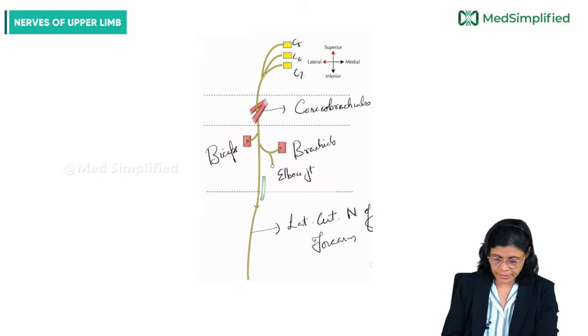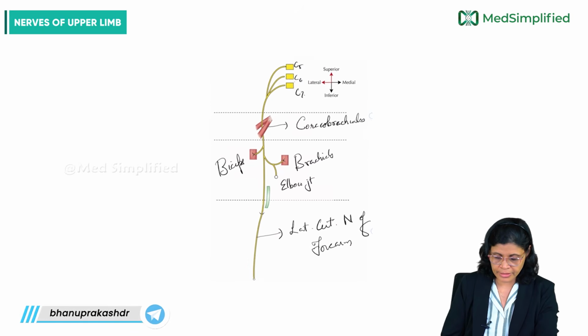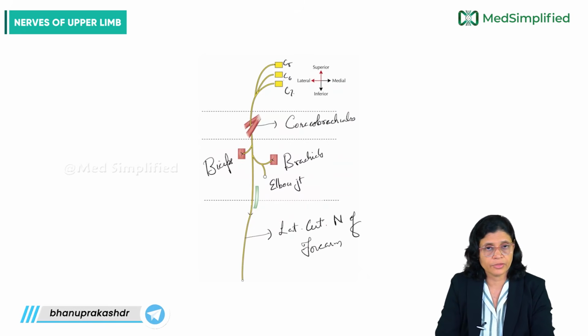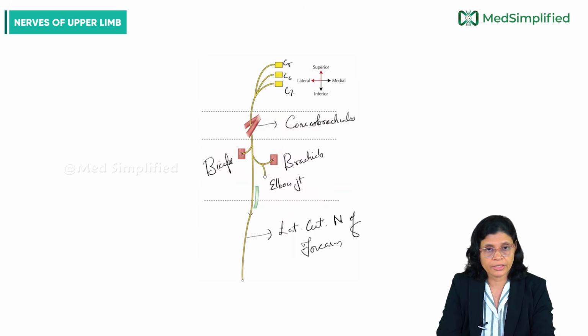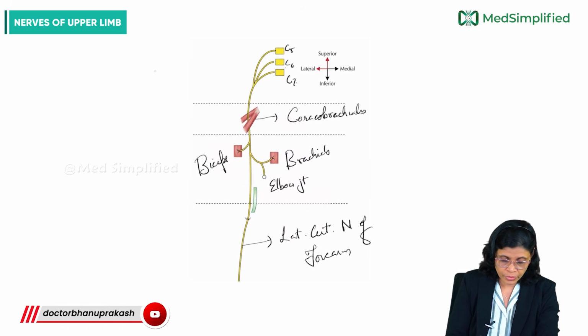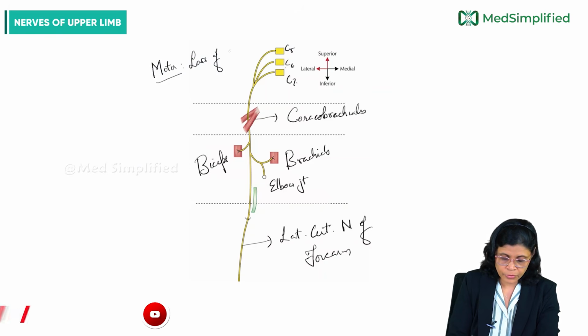So these are the branches. Muscular branches go to all the anterior compartment muscles of the arm. The anterior compartment muscles are mainly the flexor muscles, and among them biceps is also a supinator. So what will happen if the nerve is injured? Among the motor loss, we will see the loss of strong flexion and supination.